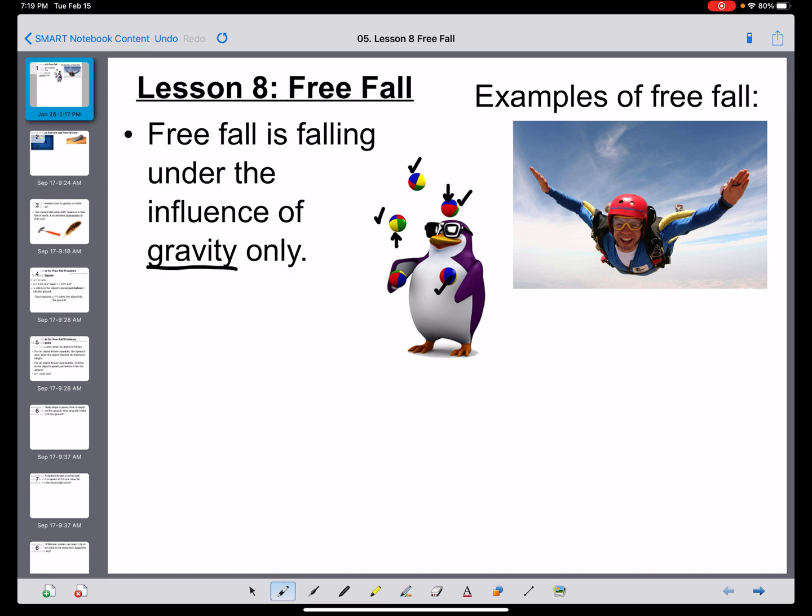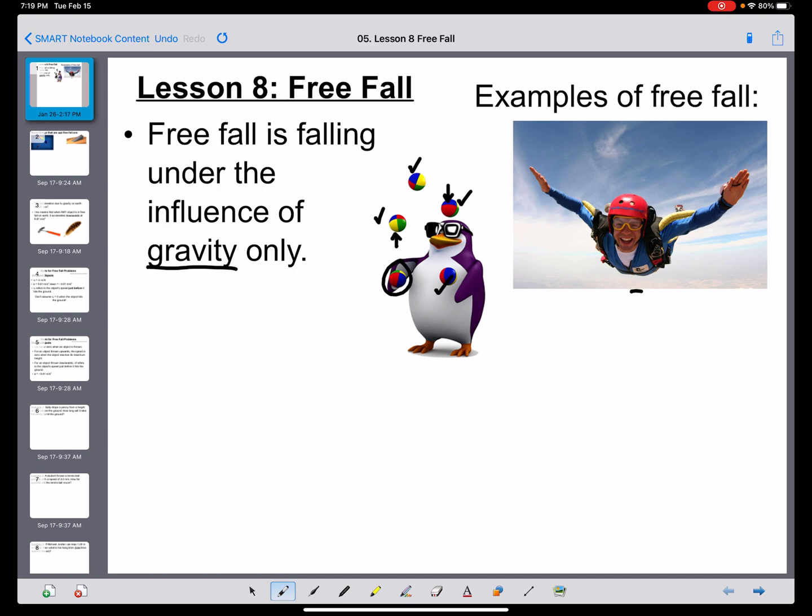Now, at this moment where I'm circling, when the juggling ball is touching your hand, that would not be considered free fall, because at that moment there are two different forces acting on the ball. There's the force of gravity pulling it down, but there's also a force from your hand pushing it up. Gravity is the only thing that's allowed to be there, so at that moment, it wouldn't be free fall. But when the ball is moving through the air, as long as you're not touching it, that would be free fall.